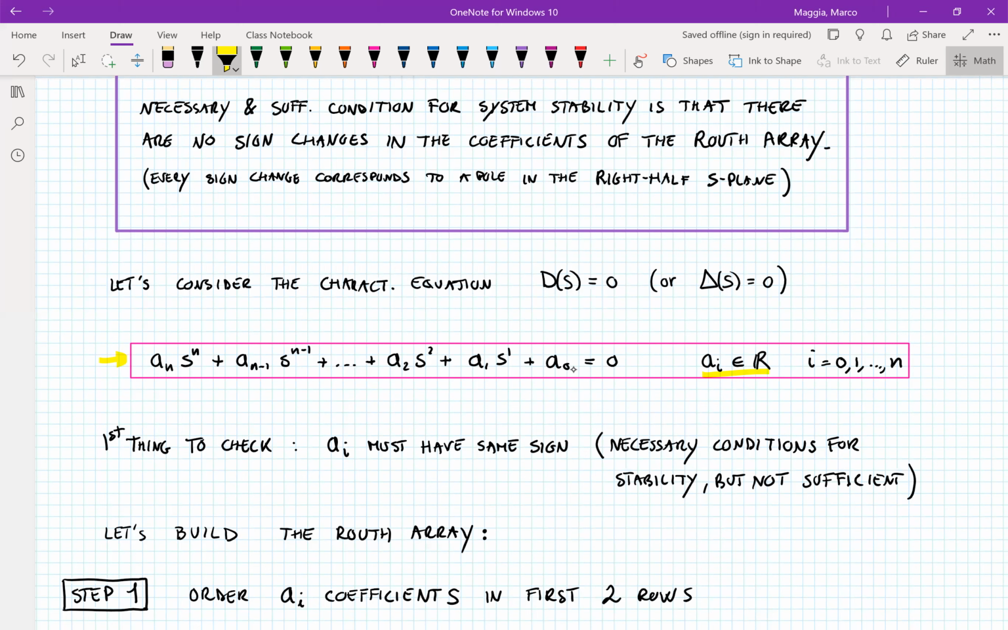Because if this first condition is not met, then you don't have to build the array, and so you already know that the system is not stable. What is this first thing to check? All the coefficients of the characteristic polynomial must have the same sign, so either all positive or all negative. Once you've checked that, now we're ready to build the Routh array.